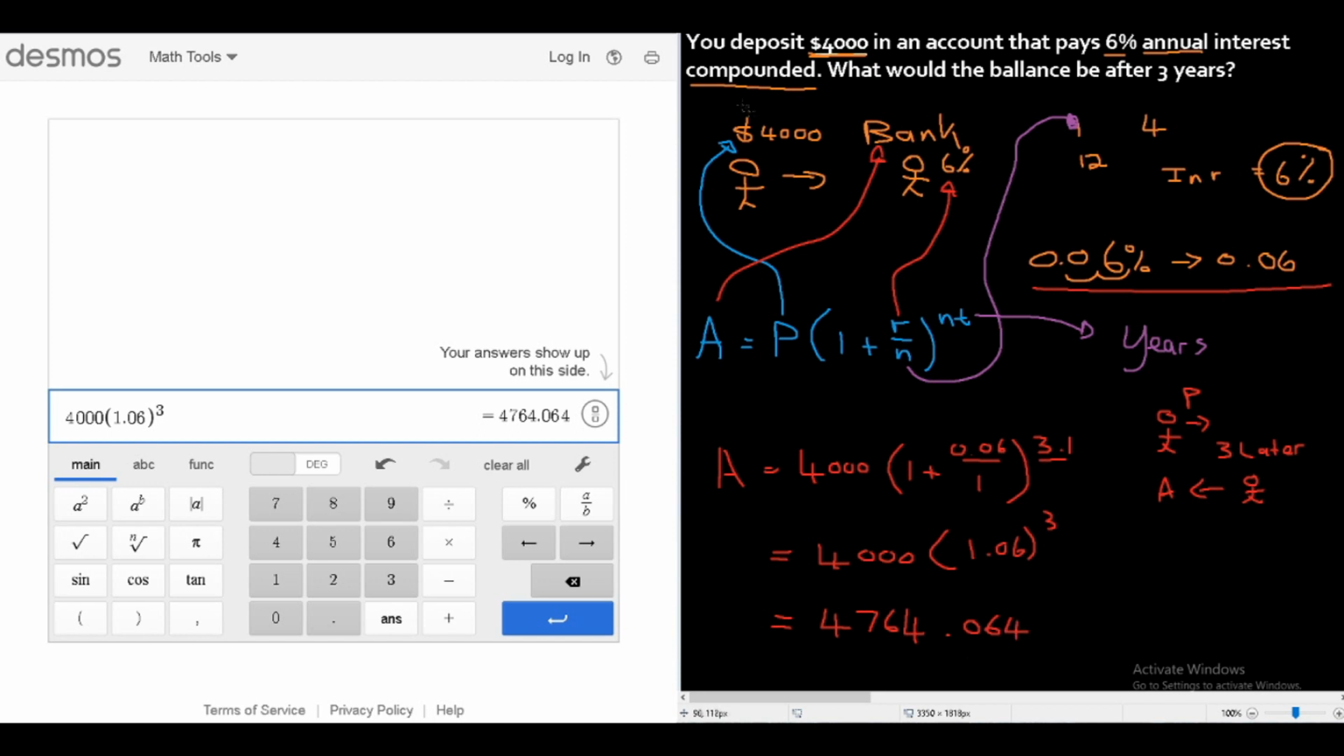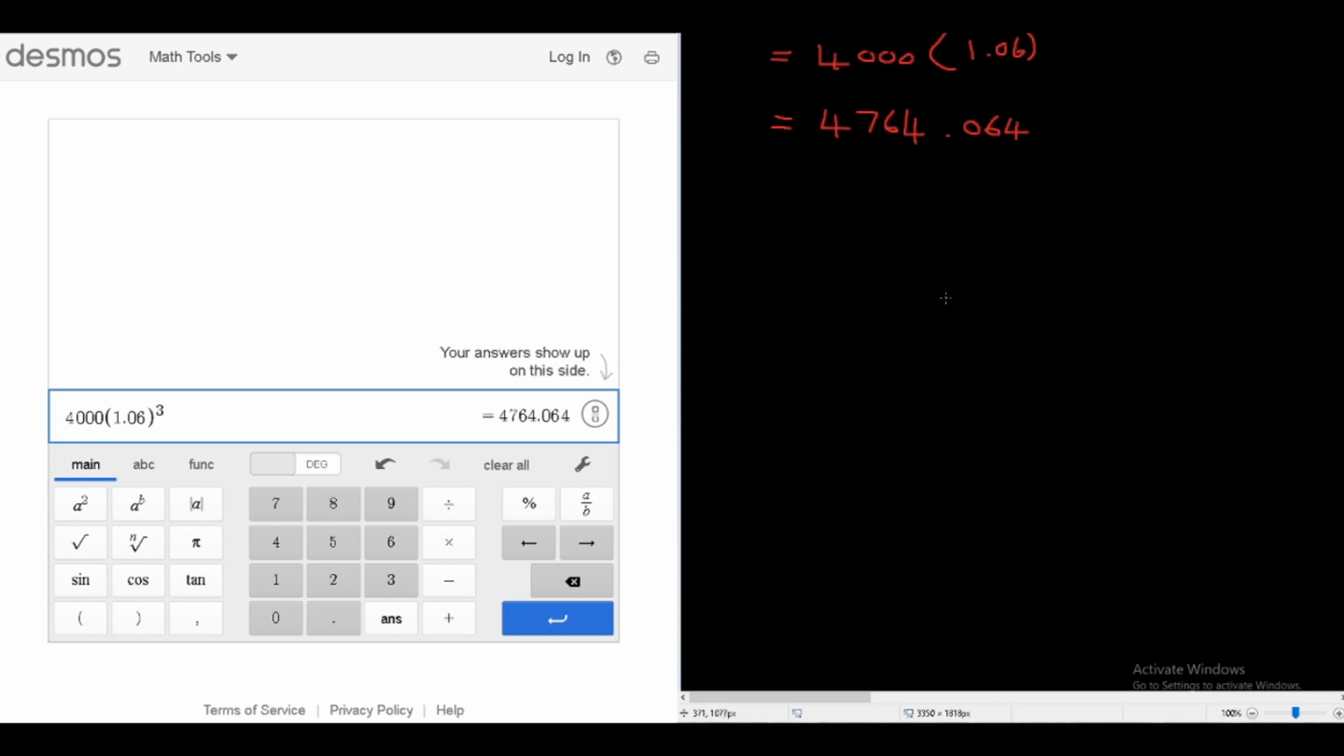4764.064. Okay, I found my value after 3 years. Now let me introduce you to a new formula. So we know now that R, as we said, is the interest rate, which is 0.06. We know that A is 4764.064. And we know that my P, which would be my initial amount, is equal to 4,000. Now let's say they give us all these values and they ask us to calculate T. How would we possibly do that?